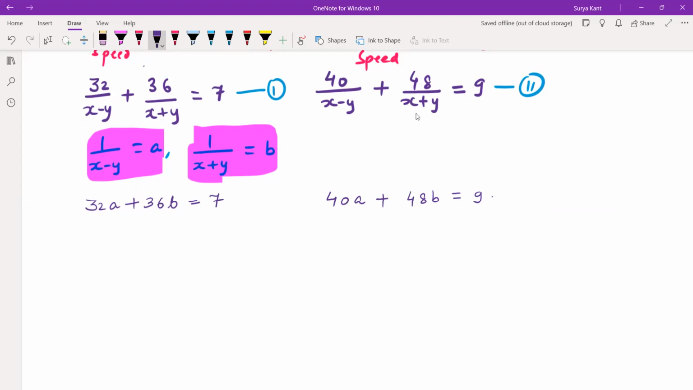So now we have to solve both the equations. 36a plus 32a plus 36b is equal to 7. 40a plus 48b is equal to 9. All of you solve by any of the methods and just tell me right now the value of A and B.